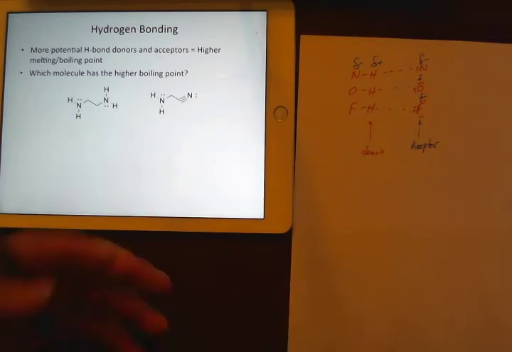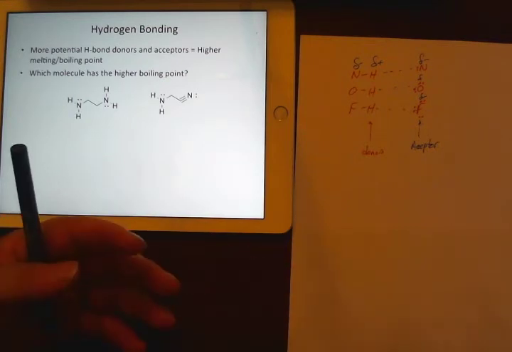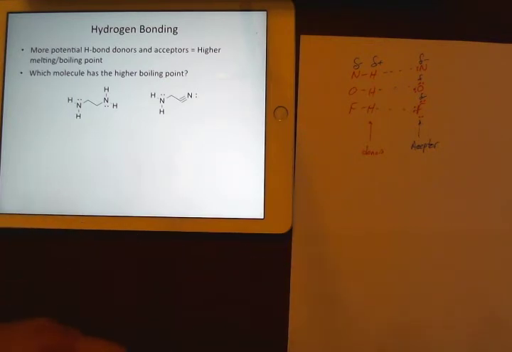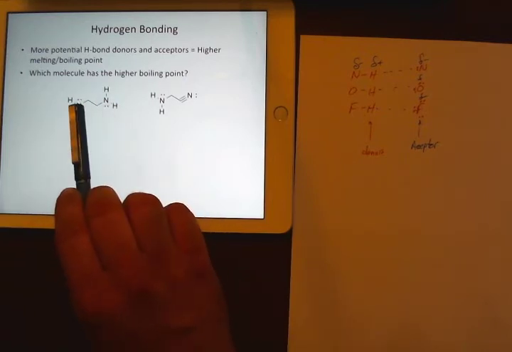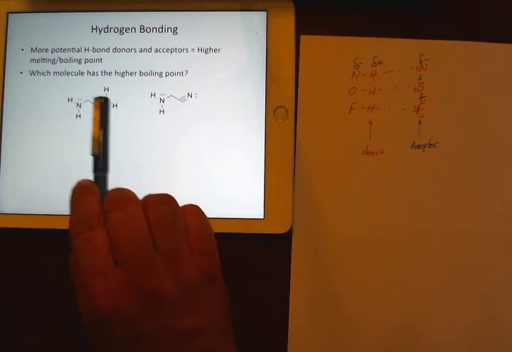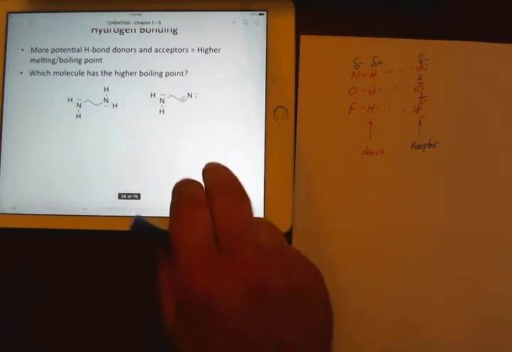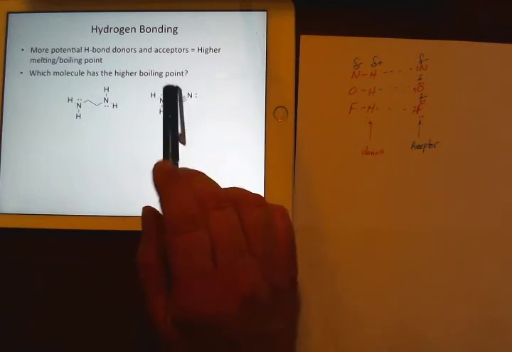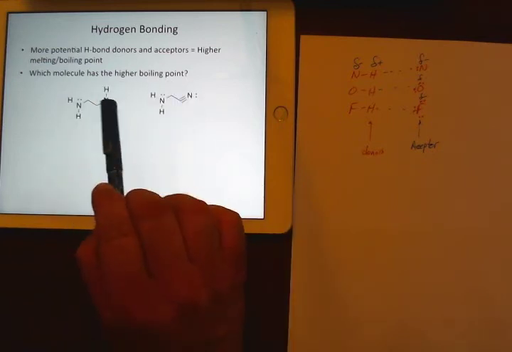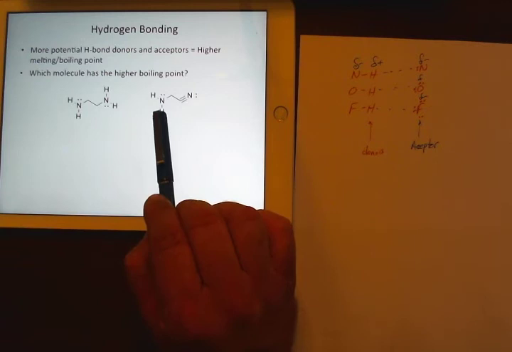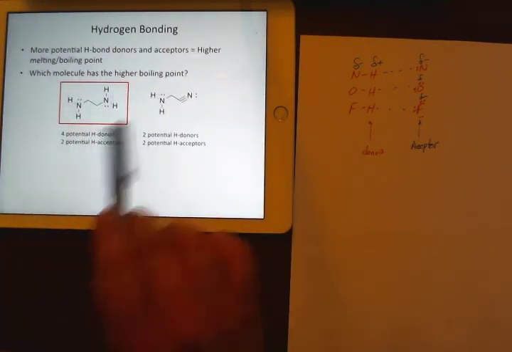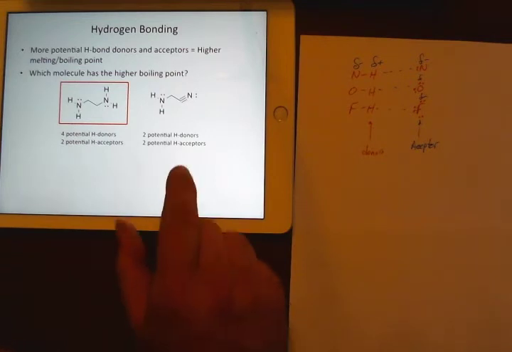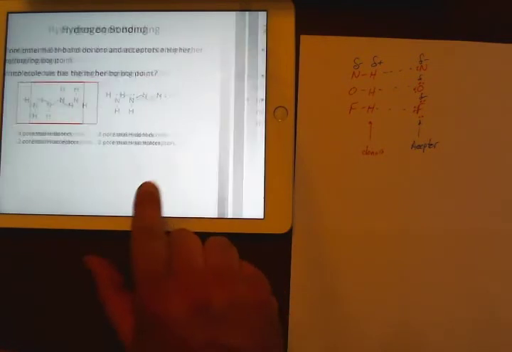The more hydrogen bonding donors and acceptors you have, the higher the melting and boiling point. In this molecule, that one's an acceptor because it's got a lone pair, and another acceptor has a lone pair. This one also has two acceptors because each of these nitrogens has a lone pair. But this one has 1, 2, 3, 4 donors, and this one only has 2. So this one is going to be the higher boiling because it's got more potential interactions with each other.